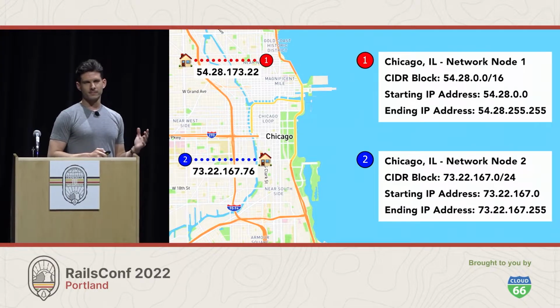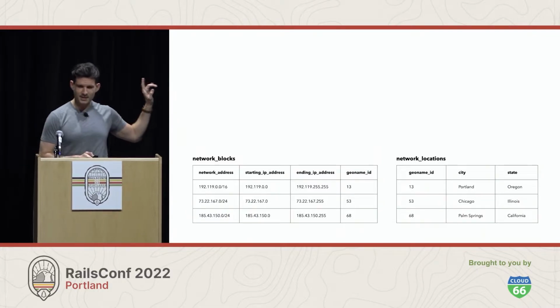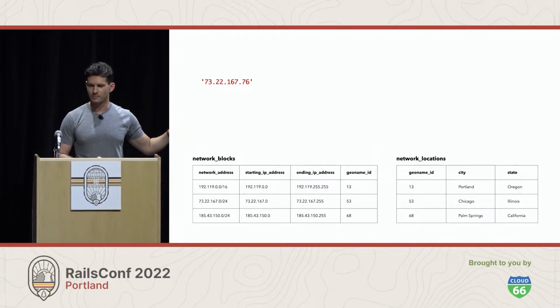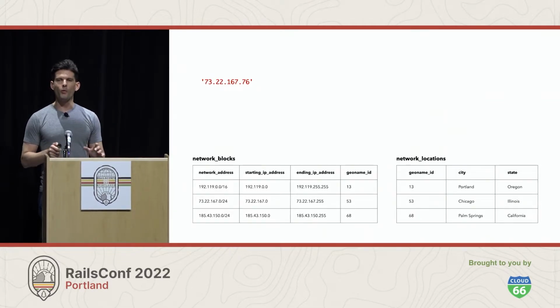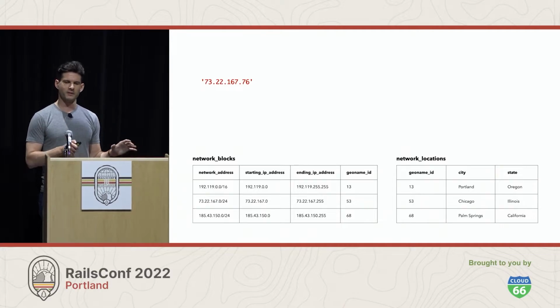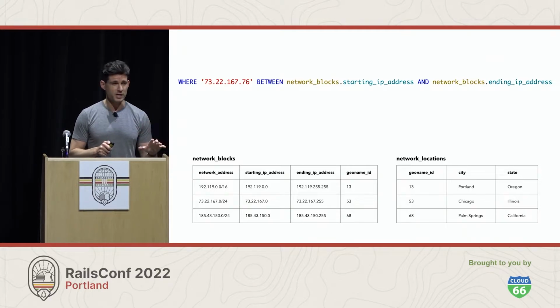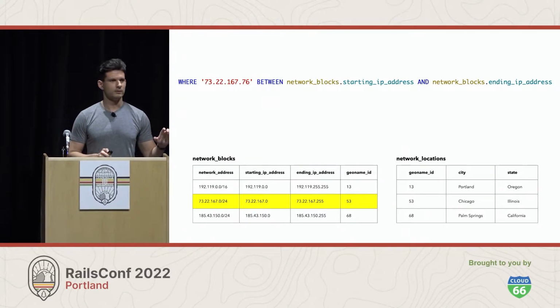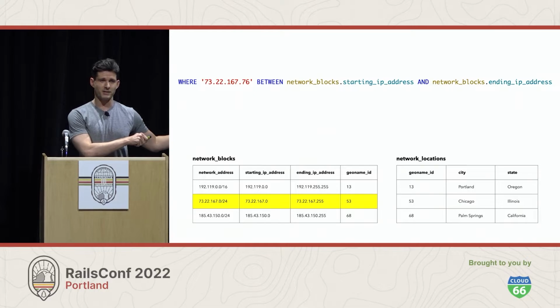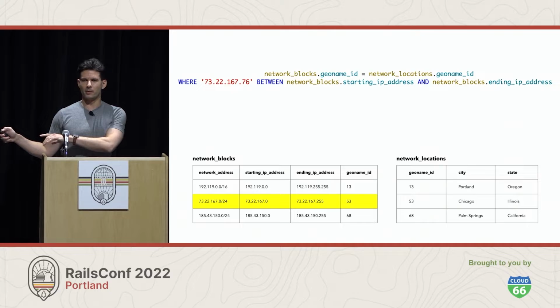OK. So how do we code out that lookup? Well, we've got these 2 tables and say the IP address of the client visiting our site. The first thing that we could do is filter down our network blocks table to only those instances where the IP address fits between the starting and ending address. And with our network block records unique by starting address and ending address, that should take us down to 1 row. Once we've found that record, the next thing we could do is leverage that geoname ID field, which acts as a foreign key pointing to a record on the network locations table.